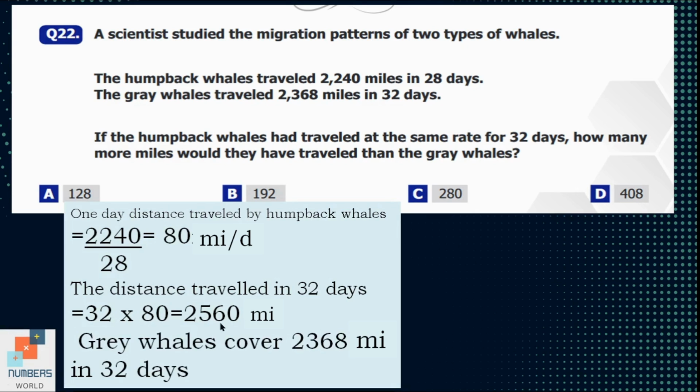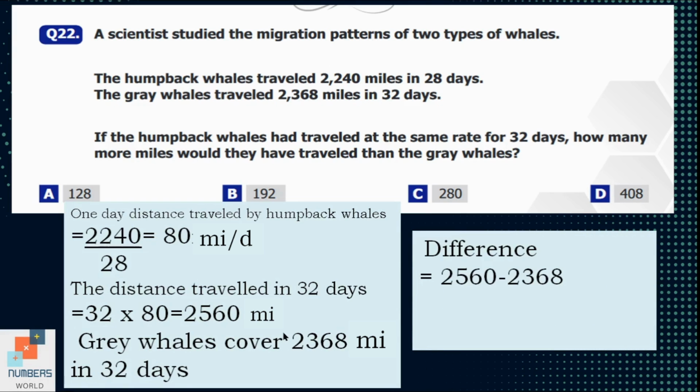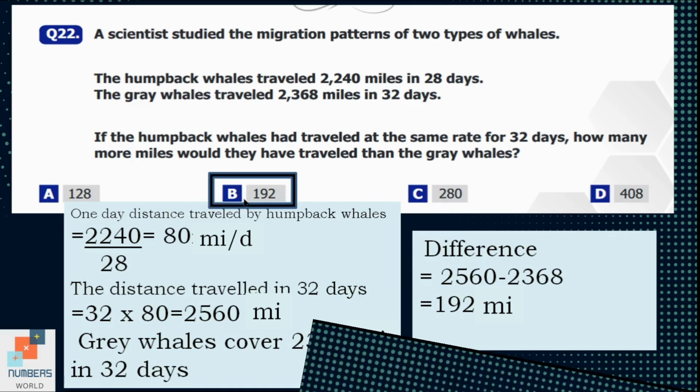We already know that gray whales covered 2,368 miles in 32 days. So we will calculate the difference between both the distances, which is equal to 192 miles. So humpback whales can travel 192 miles more than gray whales in 32 days. So option B is our correct option.